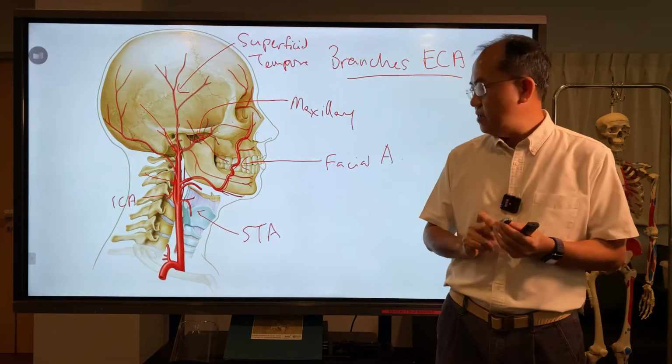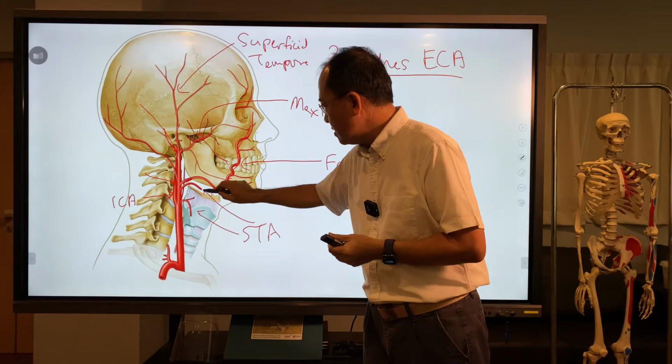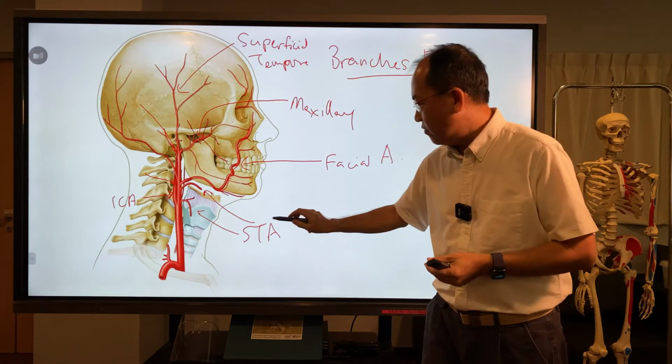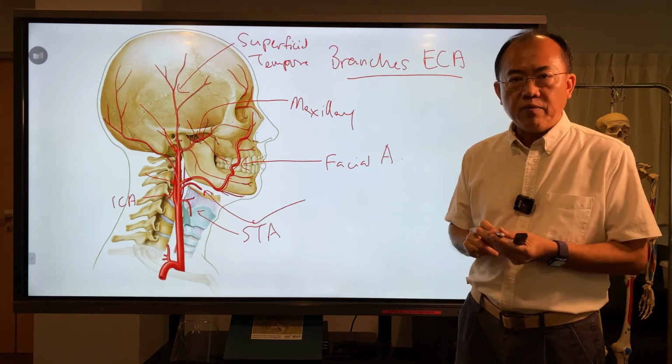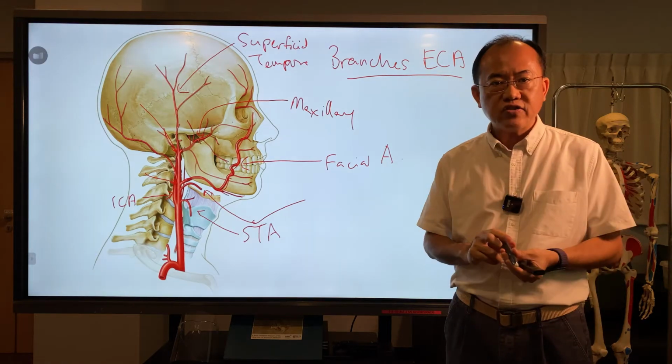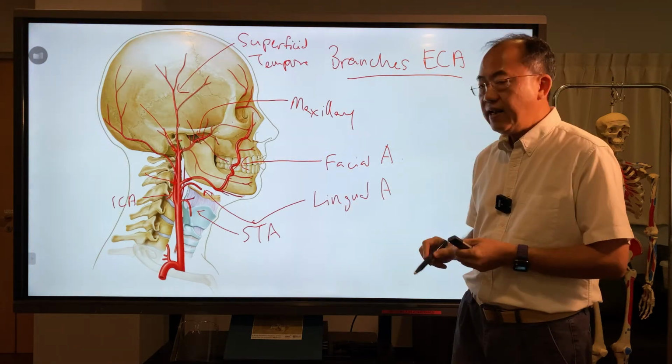Right, facial artery. One deep branch, which is partially cut over here, will go deep to supply the tongue. How would you call the artery that supplies the tongue? Very good, lingual artery. Yeah, these are some of the branches that we can see.